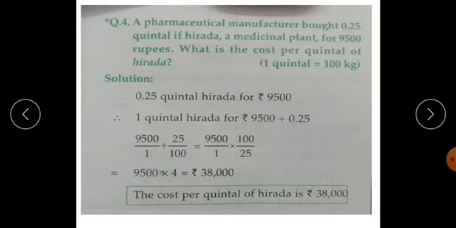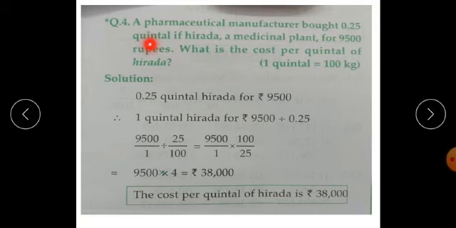And last question of practice set 17, and last question of the lesson also. A pharmaceutical manufacturer bought 0.25 quintals of Hirida, a medicinal plant, for 9,500 rupees. What is the cost per quintal of Hirida? I again read. A pharmaceutical manufacturer bought 0.25 quintal of Hirida, a medicinal plant, for 9,500 rupees. What is the cost per quintal of Hirida?